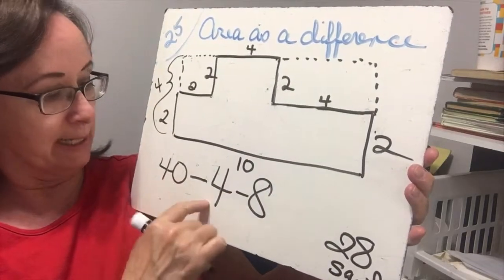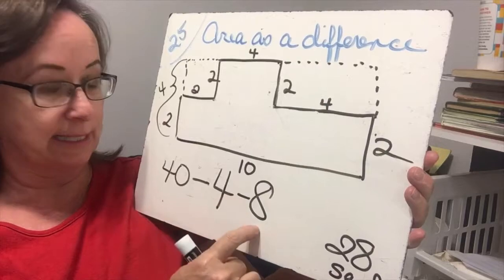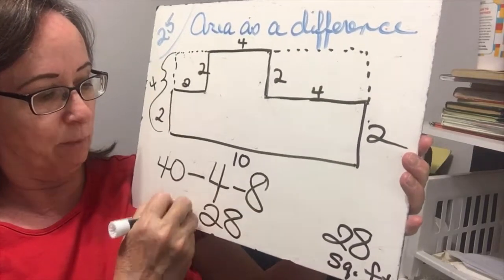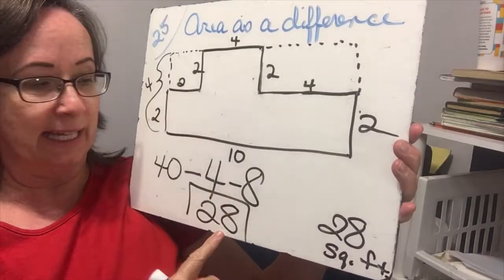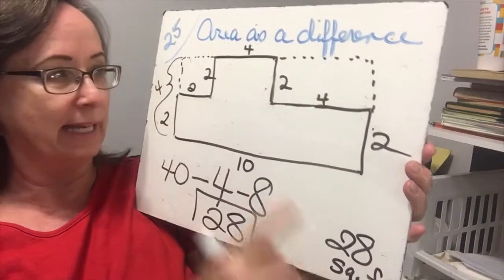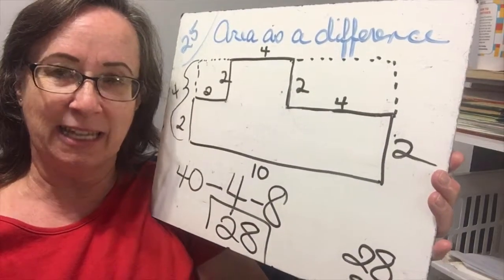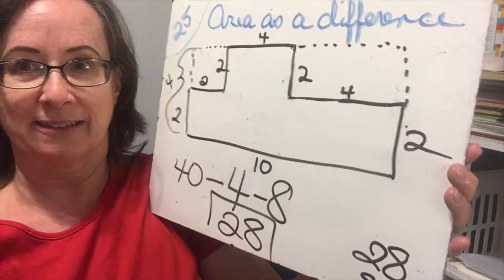And we're going to get 40 take away 4 is 36. Take away 8 is 28. And we got 28 square feet again. We got 28 by adding. We got 28 by subtracting. Isn't that an easy lesson? Now we'll do your practices.